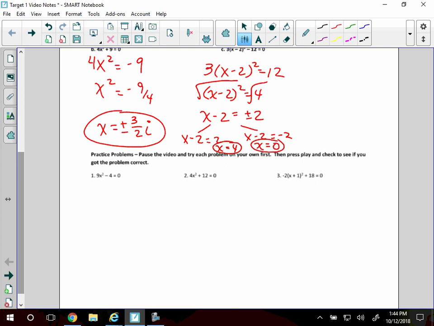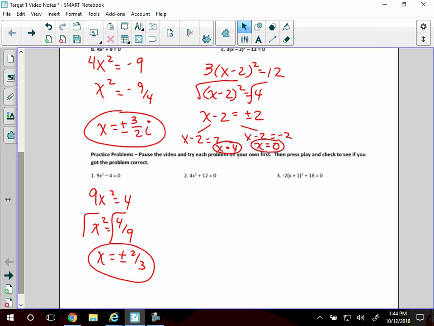All right, so for the first one, to get x squared by itself, I'm going to add 4. Then I'm going to divide by 9. Then I'm going to square root both sides. So I get x is positive or negative 2/3. So remember, that's 2 different answers there.